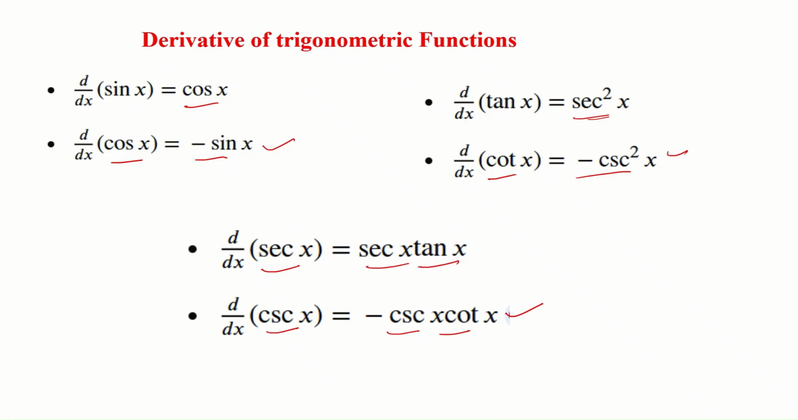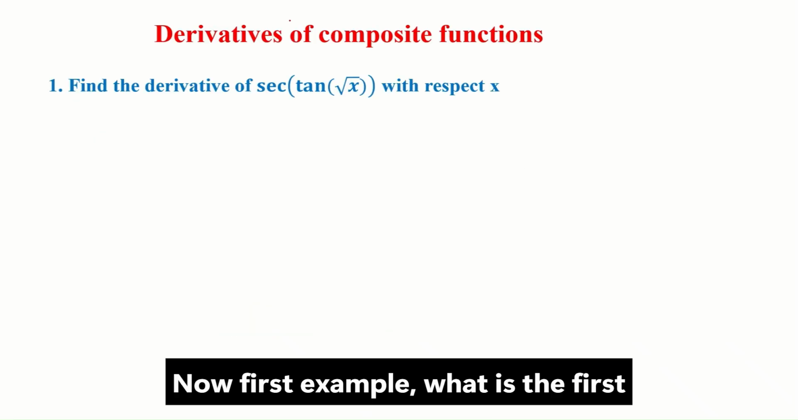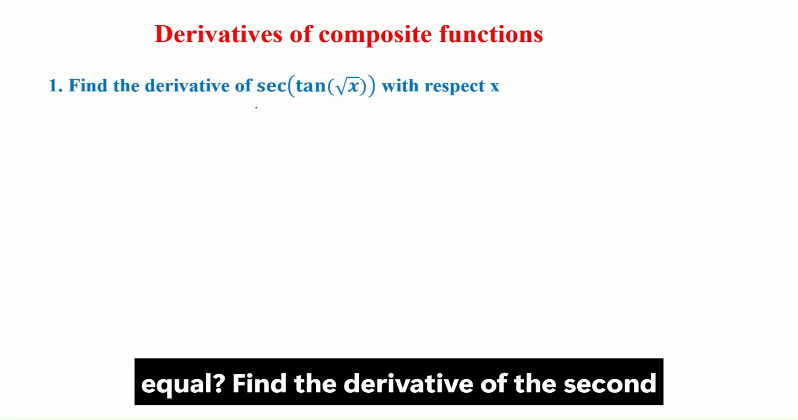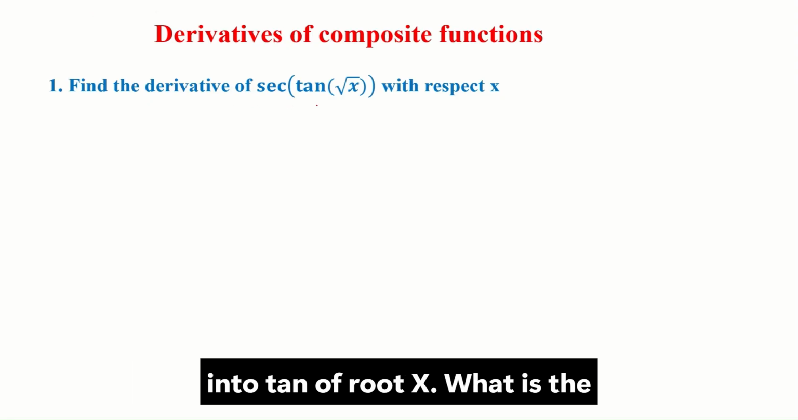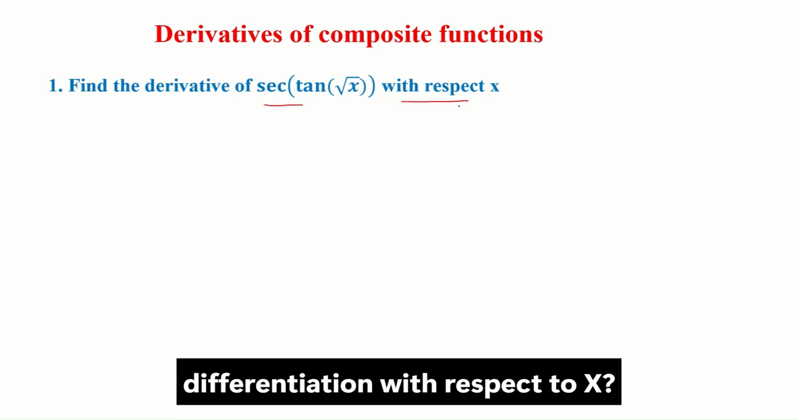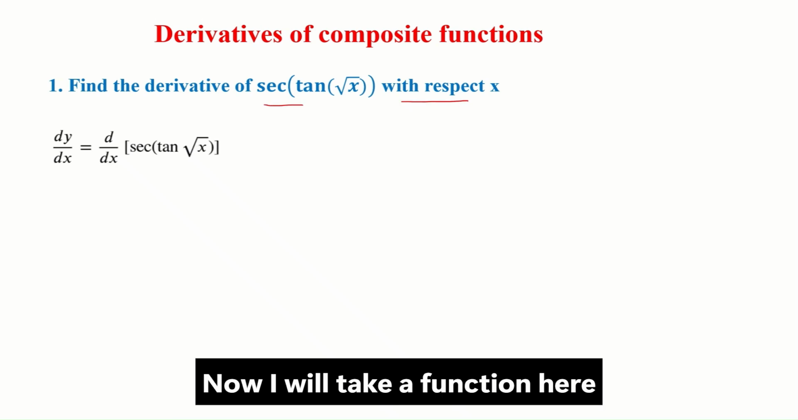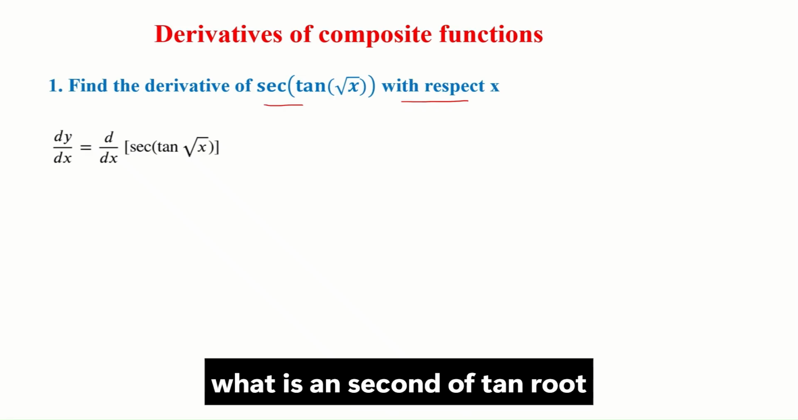Okay. Now first example. What is the first example? Find the derivative of secant of tan of root x with respect to x. Now I will take a function here: secant of tan root x.